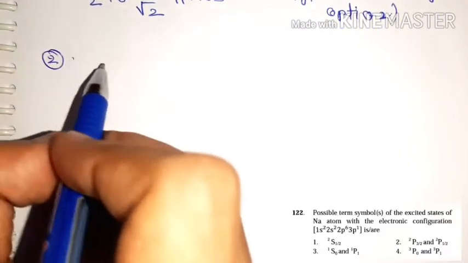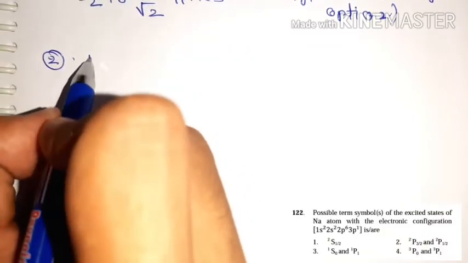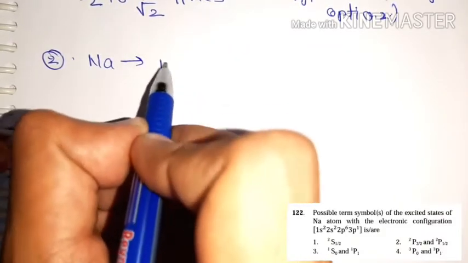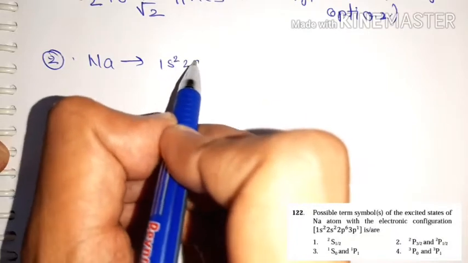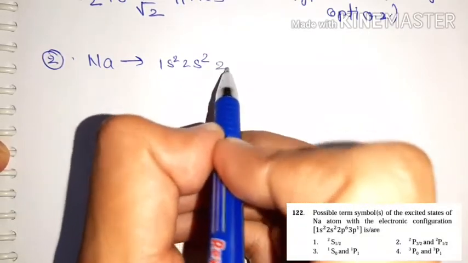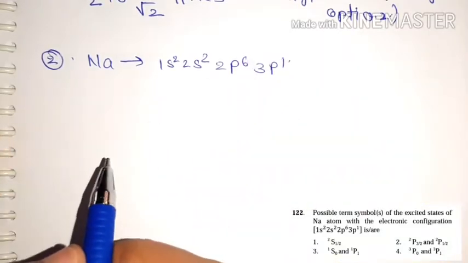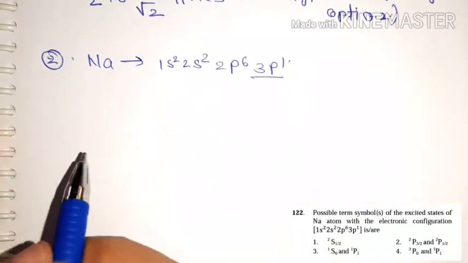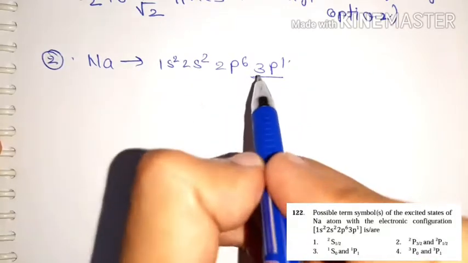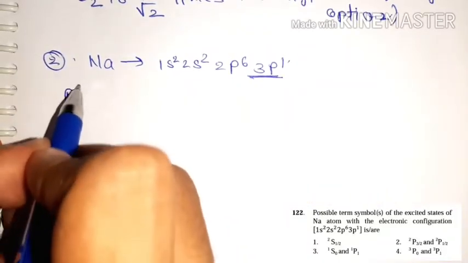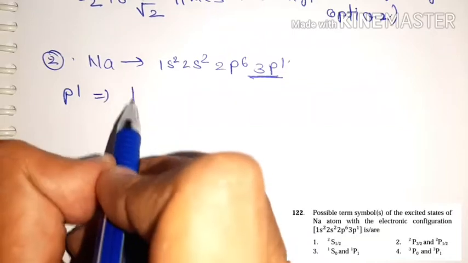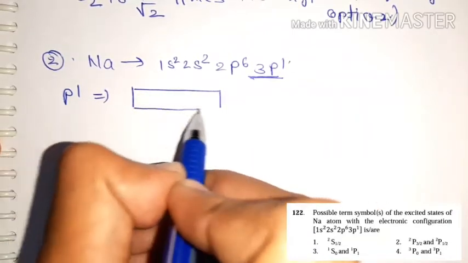Now friends, we have an electronic configuration of sodium atom, that is 1s2, 2s2, 2p6 and 3p1. So we have an unpaired electron in a 3p orbital. So we must find the term symbol for this unpaired electron. So first of all, the electronic configuration of p1 is in this manner.